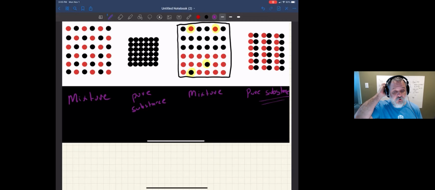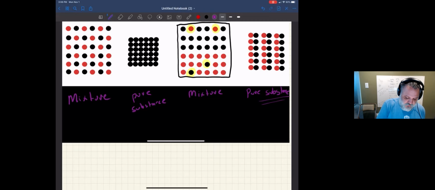Now, what about the mixtures? Are they heterogeneous or homogeneous? Remember, a homogeneous mixture has the same composition throughout, and a heterogeneous mixture doesn't. And so the 2 examples that I go to are for a heterogeneous mixture, it's kind of like oil and water. And for a homogeneous mixture, the go-to example is Kool-Aid, right? The sugar and the food coloring all mixed together with the water.